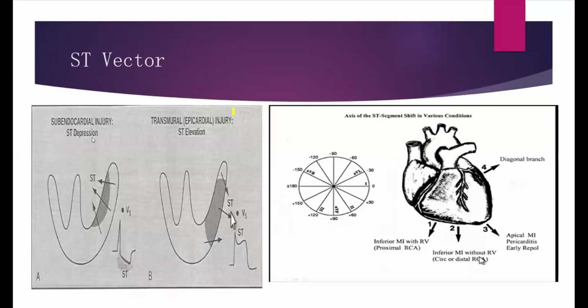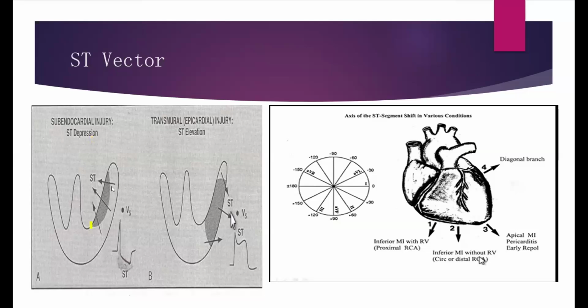So you have what is known as injury currents. The injury currents go towards the area that is injured. So the area that is injured becomes positive compared to the area that is normal. So remember, vectors move from negative to positive.